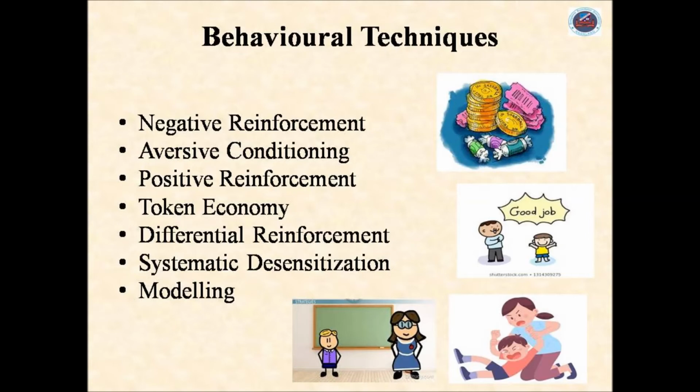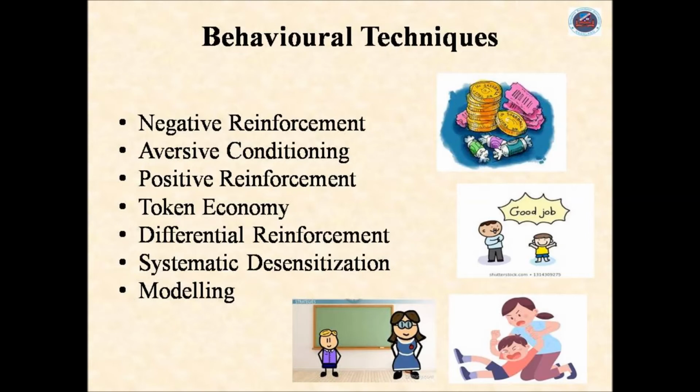Then the last one is the modeling. Modeling is a kind of procedure where the client will start behaving in a certain way by observing the behavior of a person whom he or she considers to be the role model. So all this comes under the techniques of behavioral therapy. Negative reinforcement, aversive conditioning, positive reinforcement, token economy, differential reinforcement, systematic desensitization, and modeling are all considered behavioral techniques.